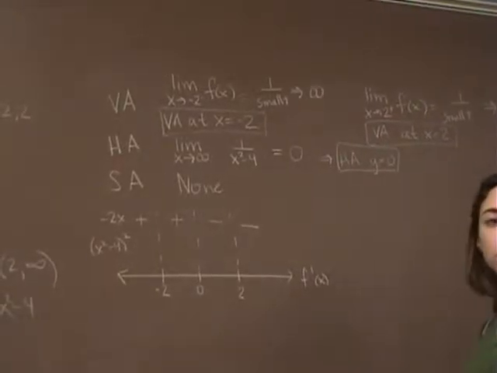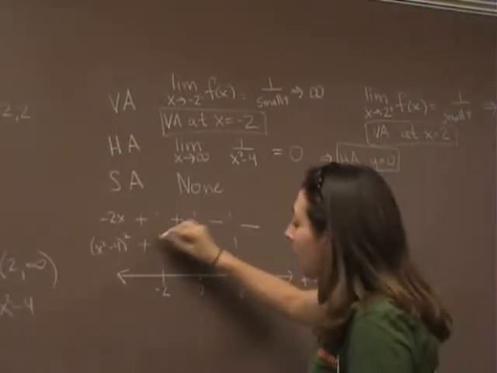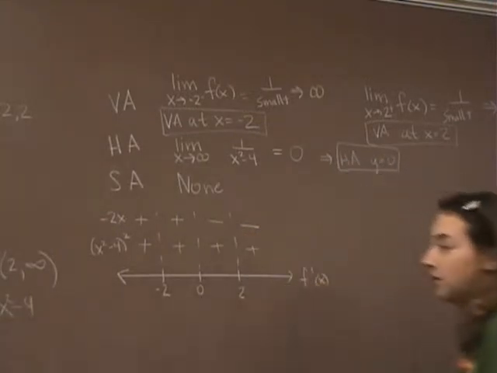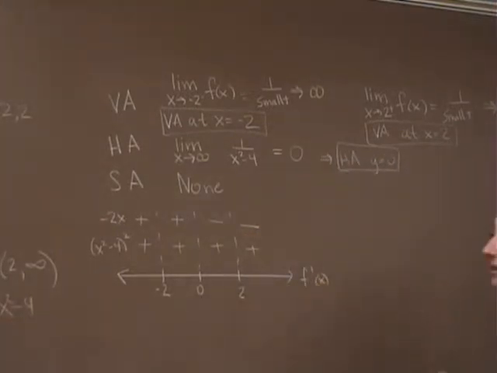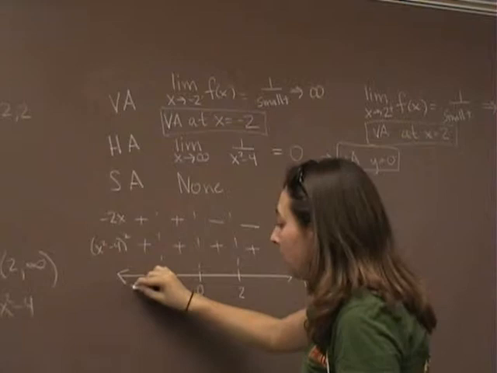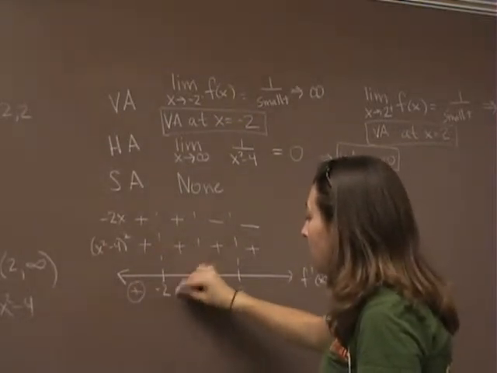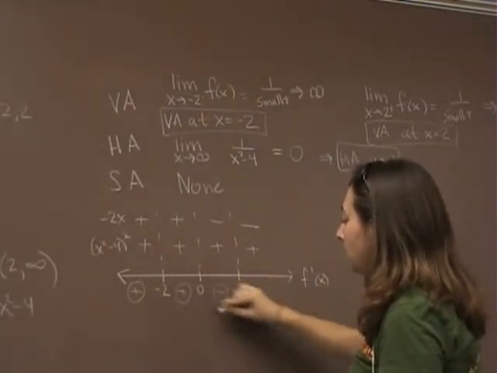x squared minus 4 squared. All the way across on positive, because anything squared is always positive. So when I divide these two, a positive divided by a positive is still positive. A negative divided by a positive is still negative.